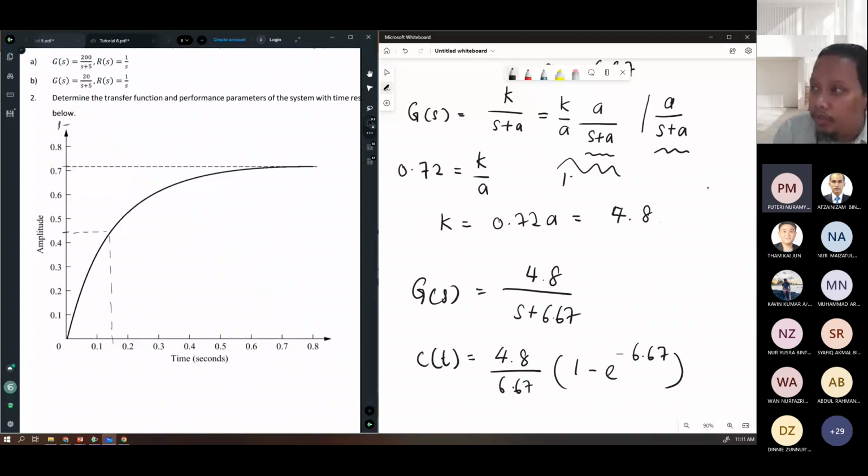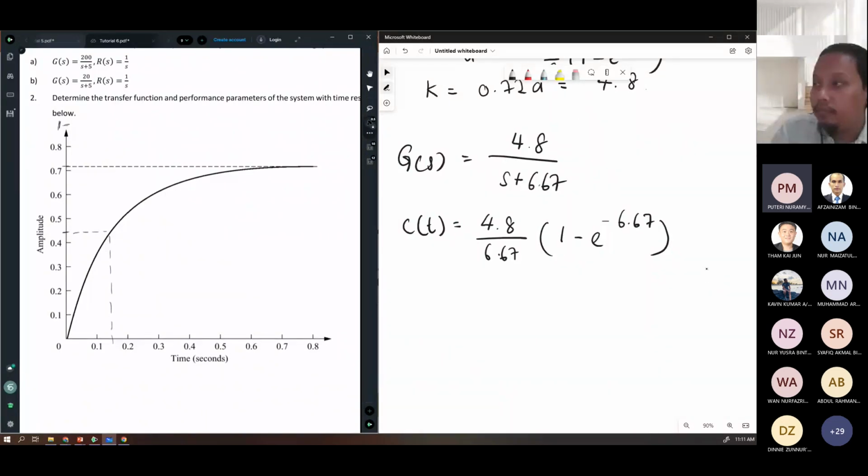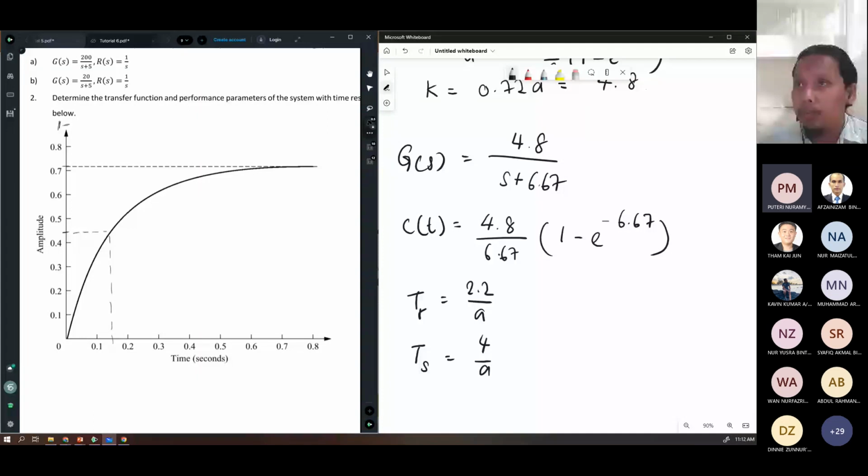Okay, so it becomes K over A times 1 minus e to the power of minus AT. Okay, guna yang ni. So we have this, then we can find the other parameters like rise time, 2.2 over A, and the settling time, 4 over A. Okay, so this is just how to look from graph, okay? Tapi final tak keluar lah, so this is just a practice for you. Okay, so that's it. Itu saja untuk first order system.